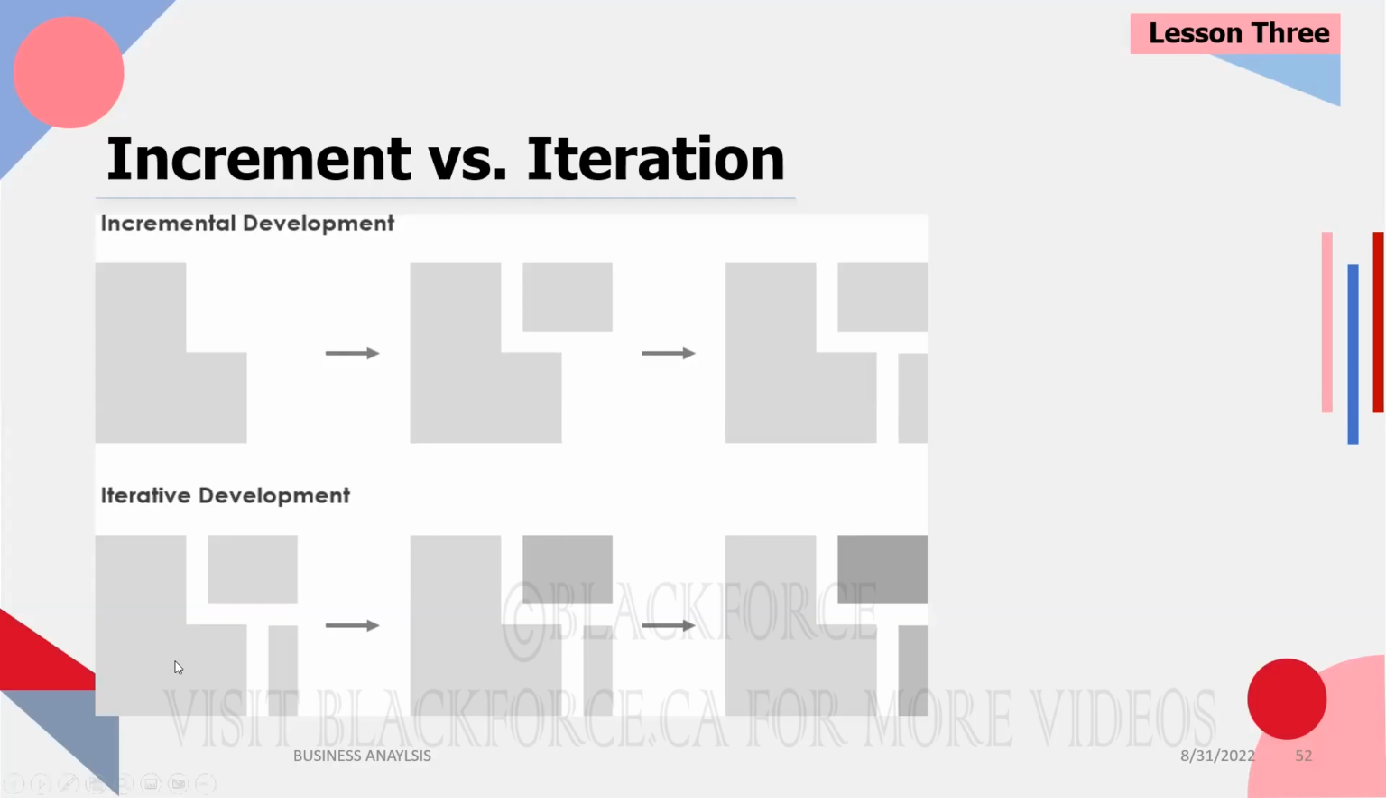But if you look at the bottom, which is iterative, the three images we have, they're all three boxes. The only difference is, if you look at the second, I don't know if you can see my cursor, but for the iterative development, the middle shape, you can see that the square is darker, meaning we've improved on it from where it was the last time. And then if you look to the right, it is much darker again. That is increment versus iterative.